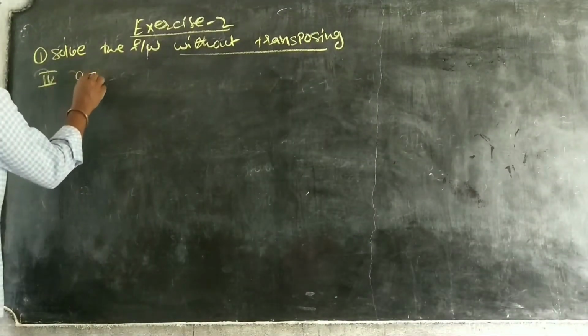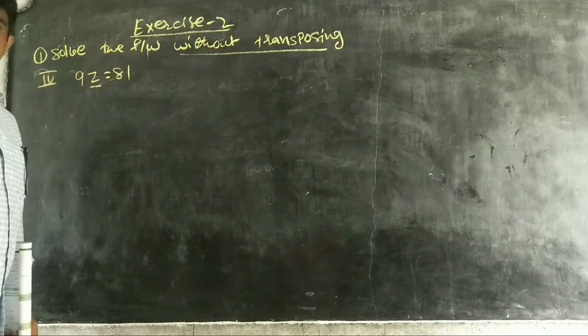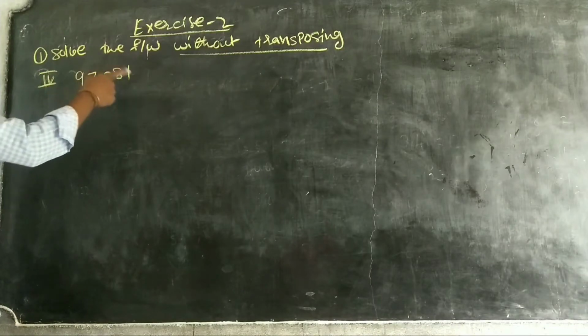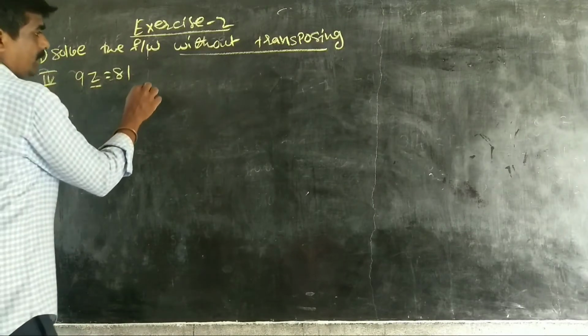Next, 9z is equal to 81. I want to find the value of z in this equation. So here 9 is a multiple. We are not bringing it to the other side, we are not transposing it. We just have to divide.